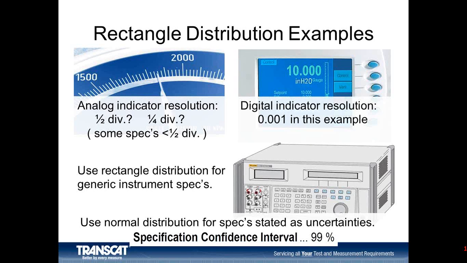So here are a couple of examples in the upper left-hand corner, a section of a dial gauge with a pointer. If you look closely, you can see that it's not pointing directly at one of the graduations. So the question always comes up, how many segments can you divide each graduation into? Some will say that it's only good to one increment.